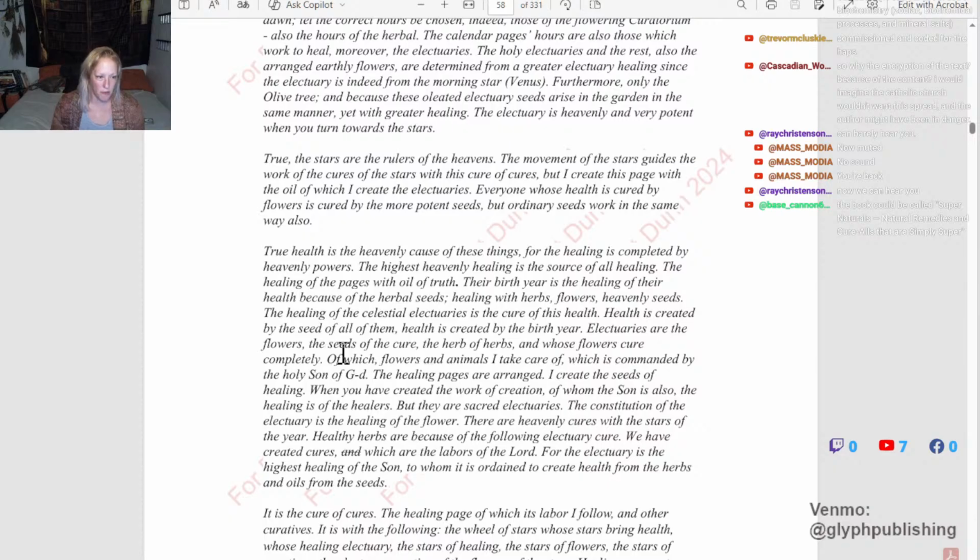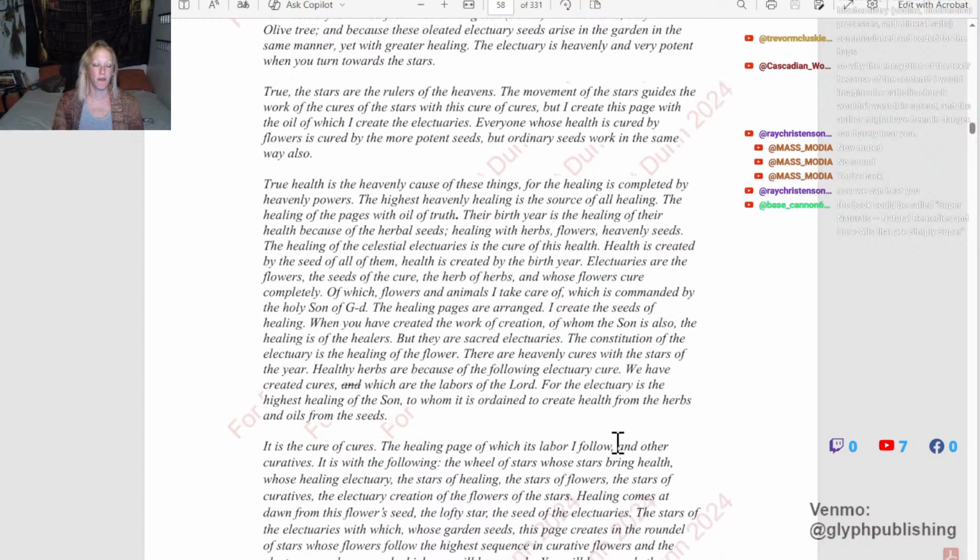Electuaries are the flowers, the seeds of the cure, the herb of herbs, and whose flowers cure completely, of which flowers and animals I take care of, which is commanded by the Holy Son of God. The healing pages are arranged. I create the seeds of healing. When you have created the work of creation, of whom the Son is also, the healing is of the healers. But they are sacred electuaries. The constitution of the electuary is the healing from the flower. There are heavenly cures with the stars of the year. Healthy herbs are because of the following electuary cure.